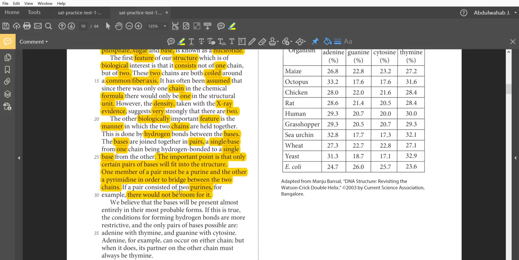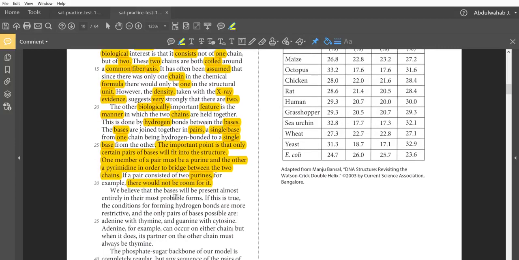We believe that the bases will be present almost entirely in their most probable forms. If this is true, the conditions for forming hydrogen bonds are more restrictive, they're harder. And the only pairs of bases possible are adenine and thymine, and guanine and cytosine.